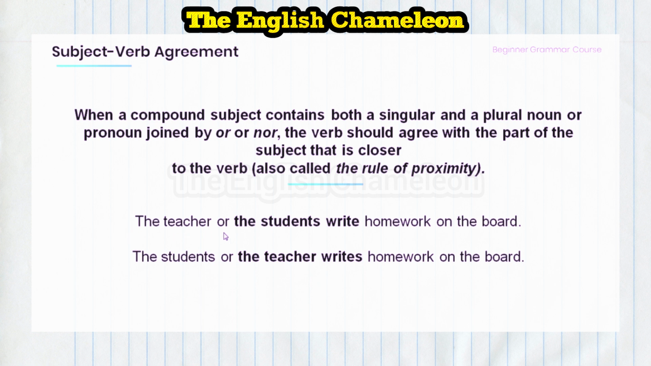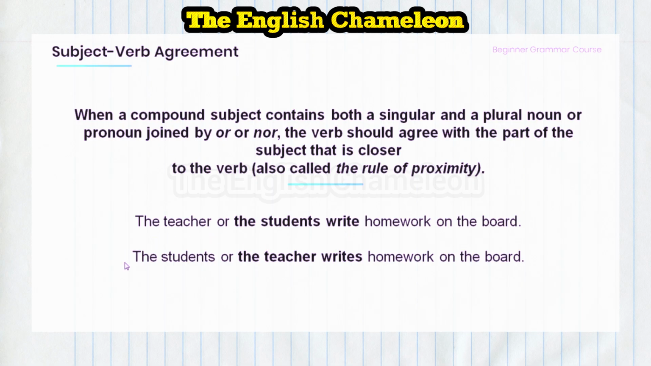The teacher or the students write homework on the board. Note how the teacher is singular, but the students is plural. And so the verb write needs to be in its plural form.